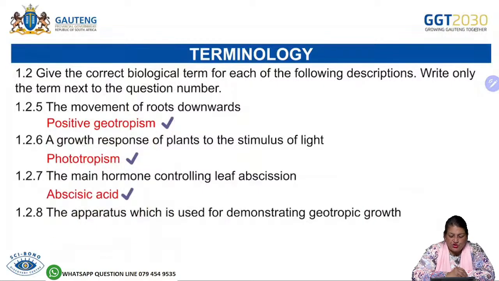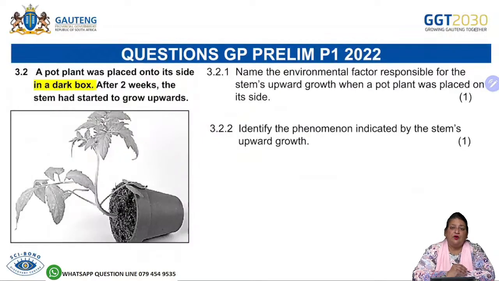And the apparatus which is used for demonstrating geotropic growth, to show that roots grow down towards gravity, is going to be a clinostat. That is a rotating structure, okay? And learners, please understand that we are going to now go on to questions, and my colleague, Mrs. Segeka, is going to come through and do all the questions relating to plant hormones, but also know that it is the gibberellins that cause seed germination, sprouting of buds, and elongation of the internodes in a plant. With that, thank you, learners. Please learn your notes and apply all this content to the investigative questions.